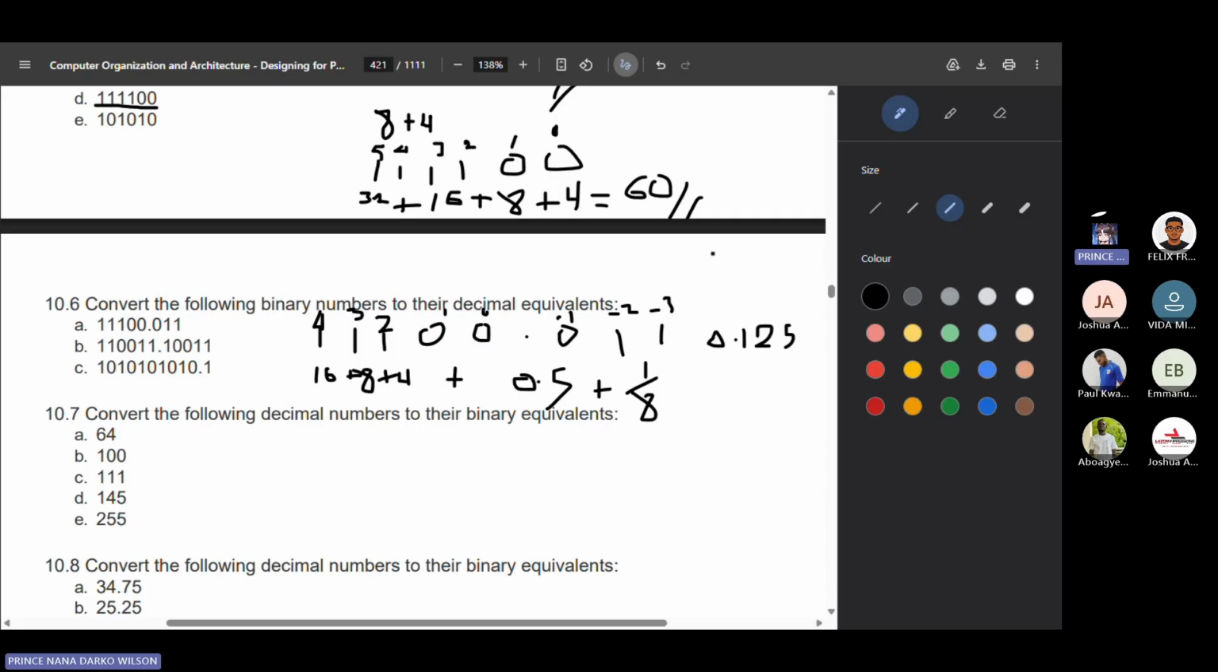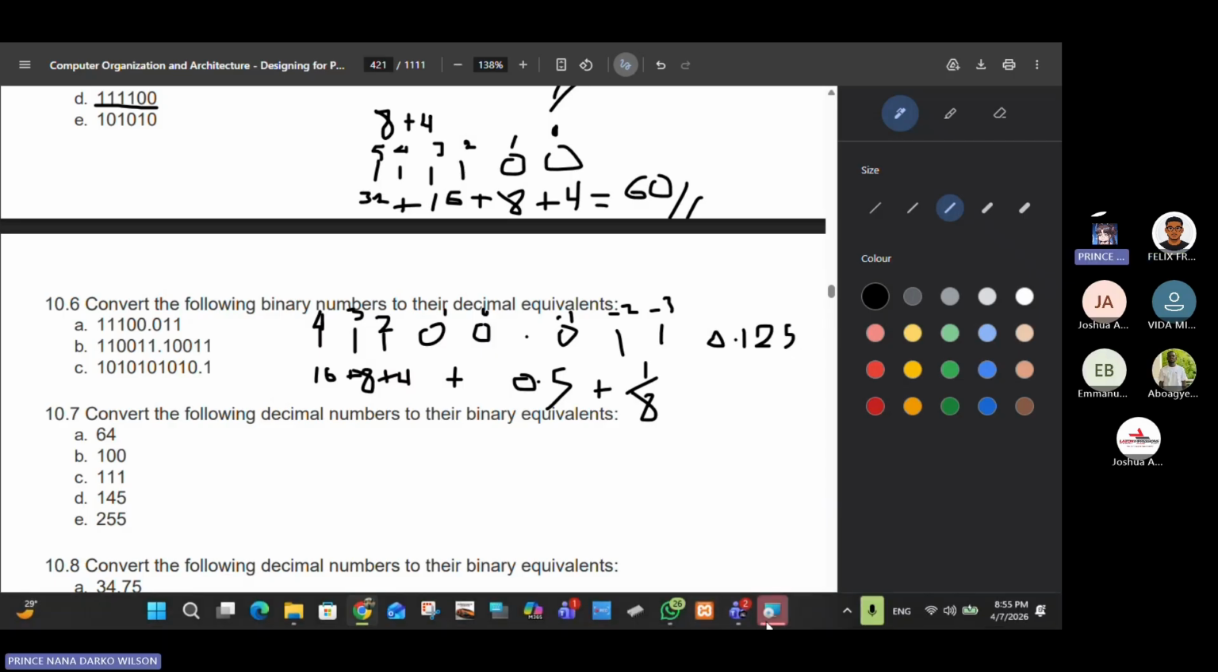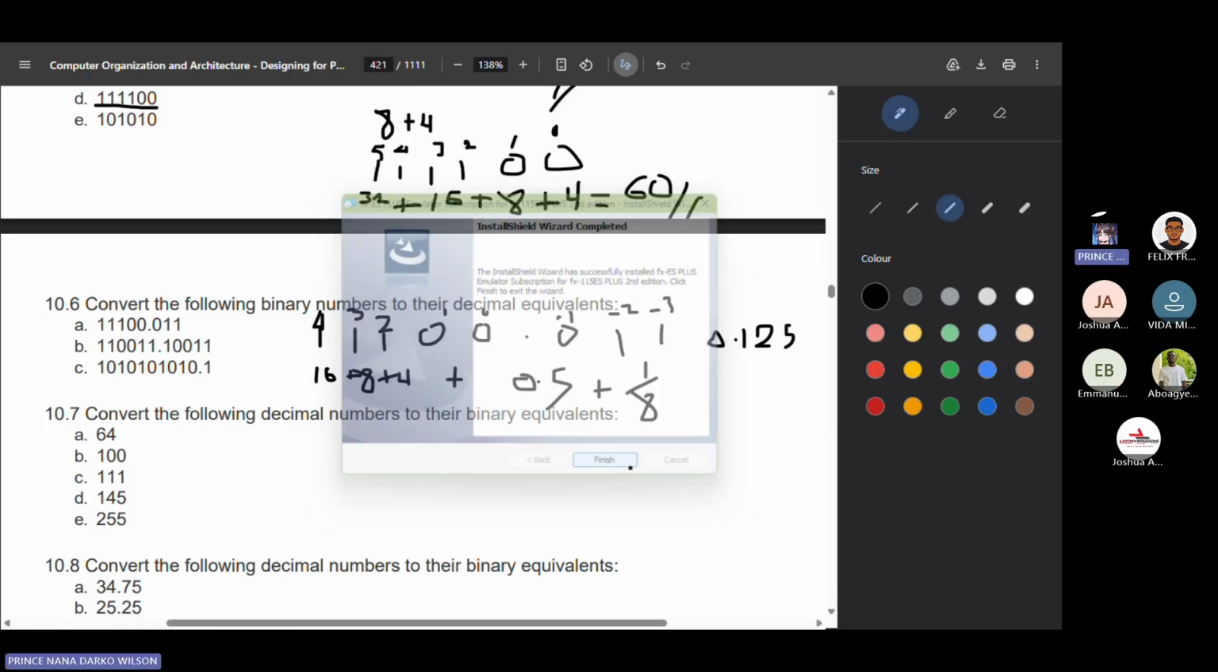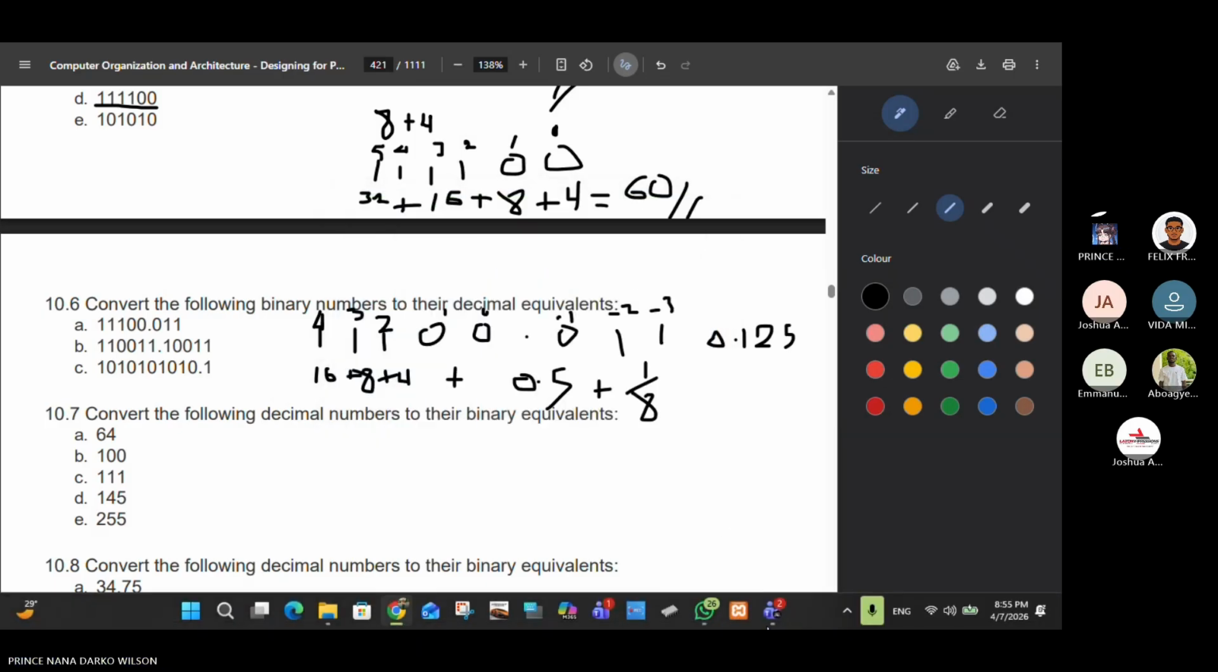Can you help me punch that on the calculator? 1 divided by 8 and see? Mr. Williams, please, did a calculator work? Oh, yeah. I believe the installation might be complete by now. Finish. Yeah. So let me find it on my PC.